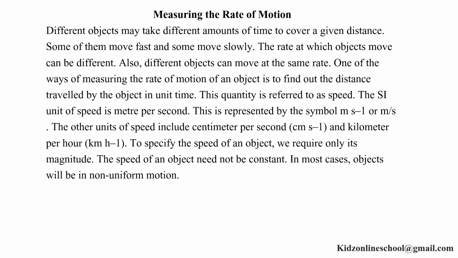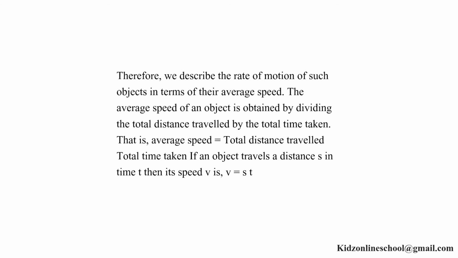To specify the speed of an object, we require only its magnitude. The speed of an object need not be constant. In most cases, objects will be in non-uniform motion. Therefore, we describe the rate of motion of such objects in terms of their average speed.